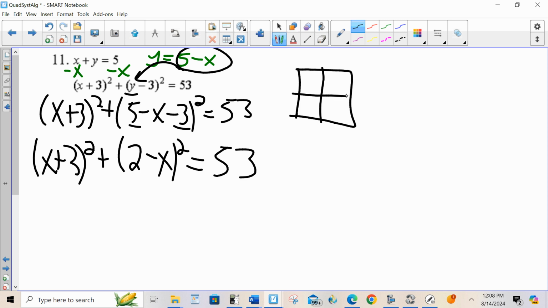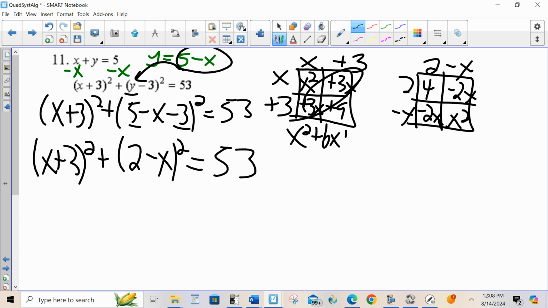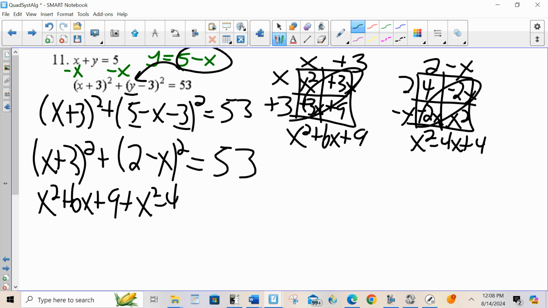I suggest that you pause this and do this on your own at this point. But I'm not going to slow down. x plus 3, x plus 3, 2 minus x, 2 minus x. x squared plus 3x plus 3x plus 9, 4 minus 2x minus 2x plus x squared. x squared plus 6x plus 9, plus x squared minus 4x plus 4 equals 53.